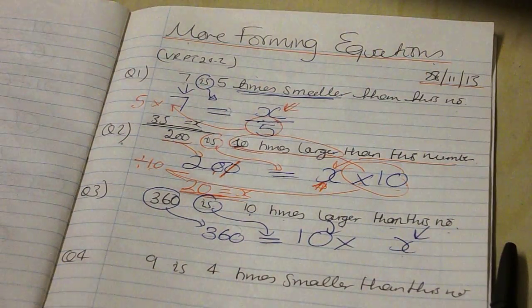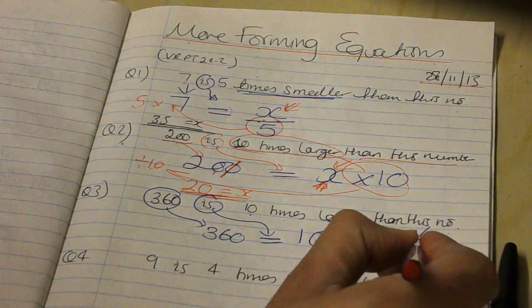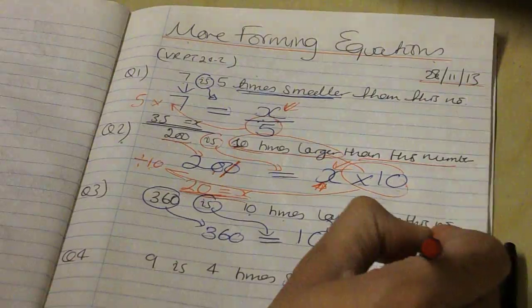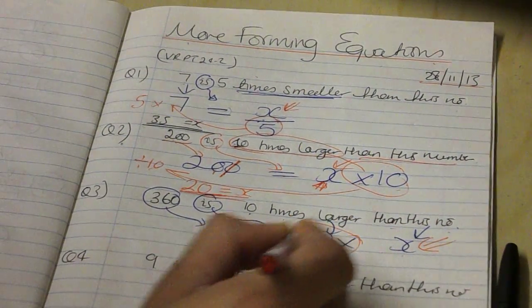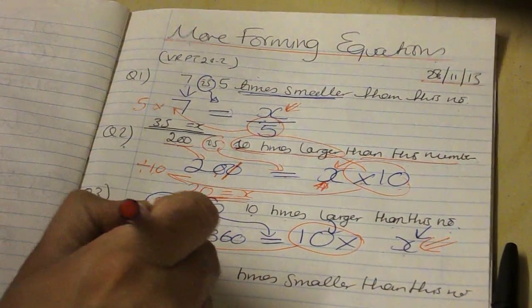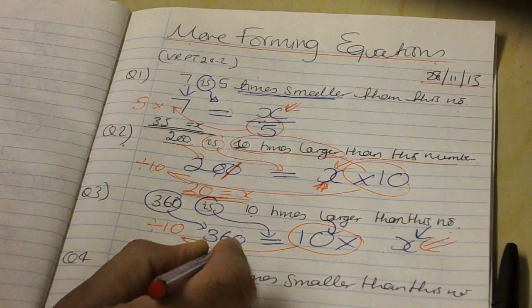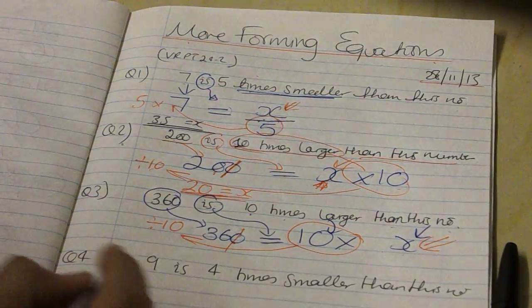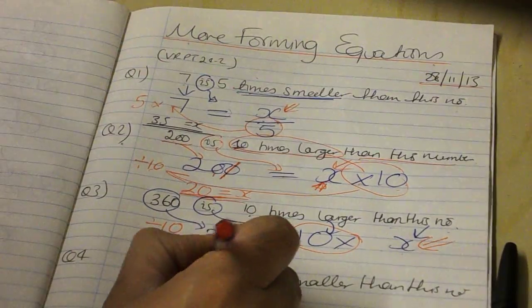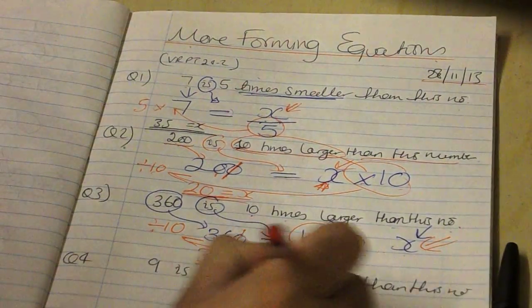Now what we're going to do is solve this equation. So we start with the x. x has been times by 10. Opposite of times by 10 is divide by 10. So 360 divided by 10, we remove a 0, which gives us a final answer of 36. And that one's done.